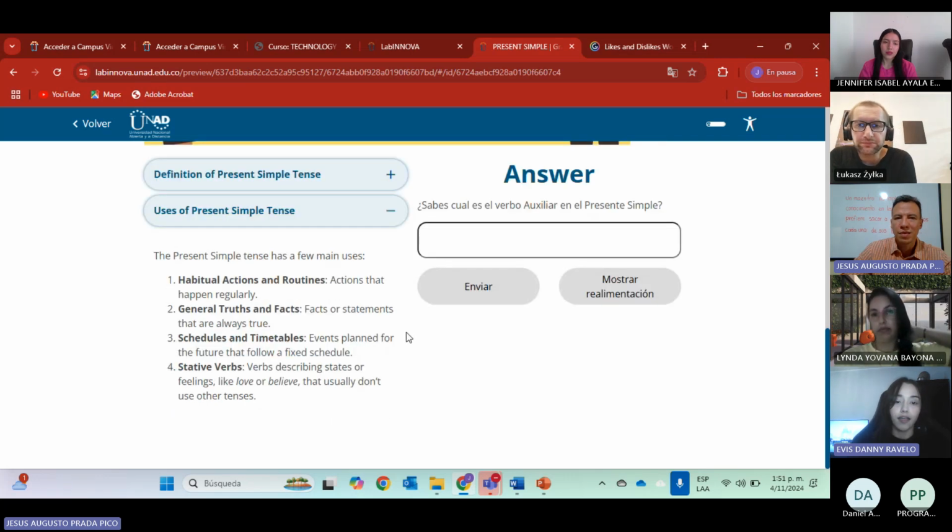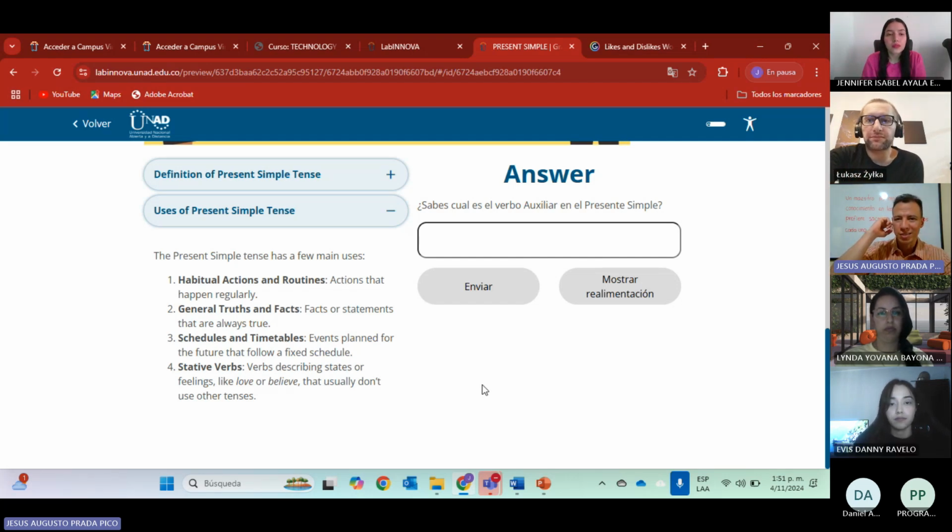So the uses of the simple present, as we could notice in the previous part, are habitual actions and routines, general truths and facts, schedules and timetables, and stative verbs. Now we have a question: do you know what is the helping verb or auxiliary verb in the simple present? Do you know, guys? Anybody that wants to answer this question? For questions or negative expressions, yeah, for interrogative and negation, we use that verb to work in simple present.